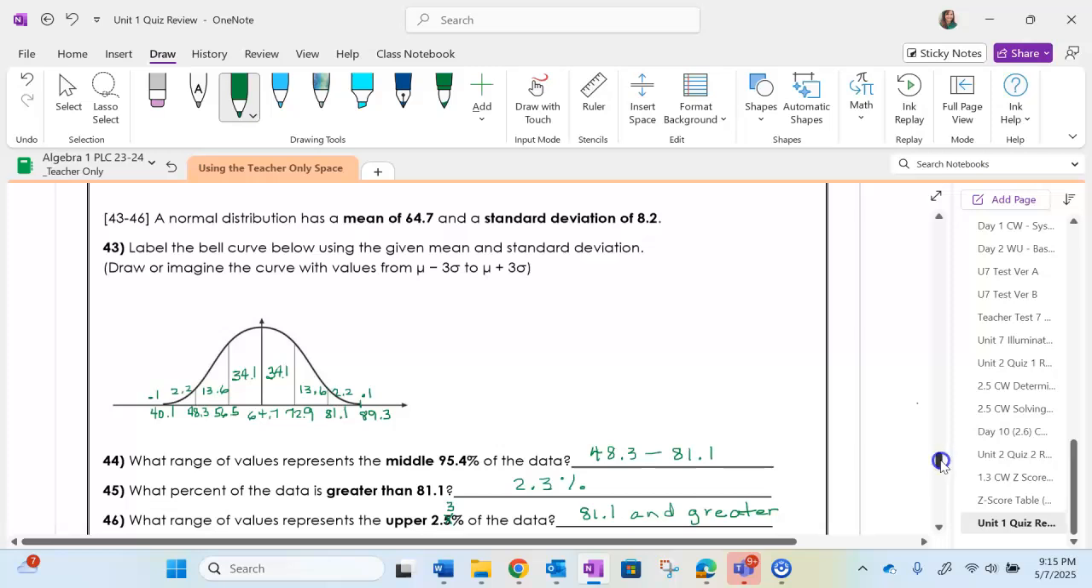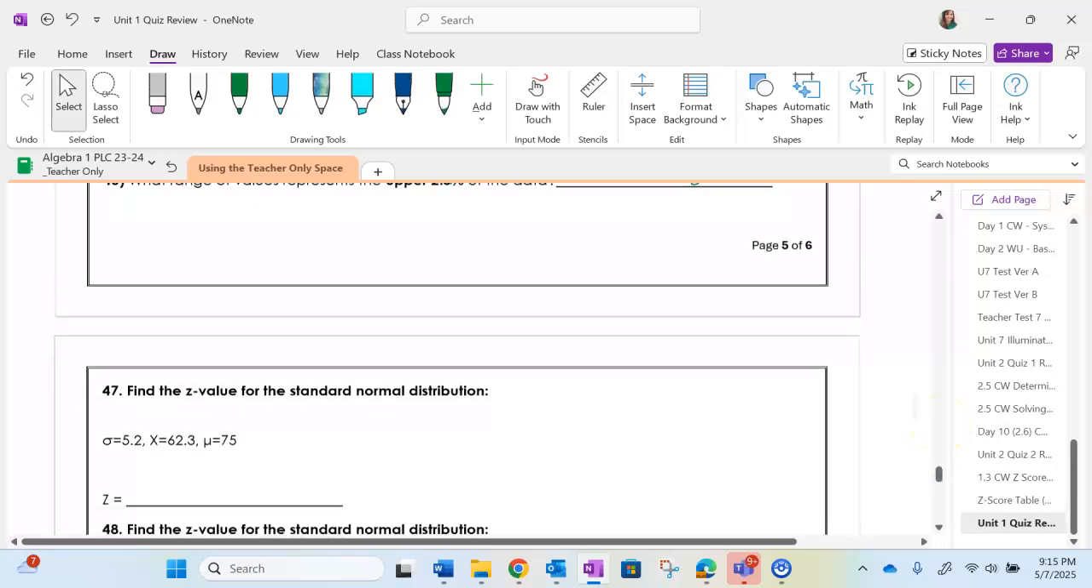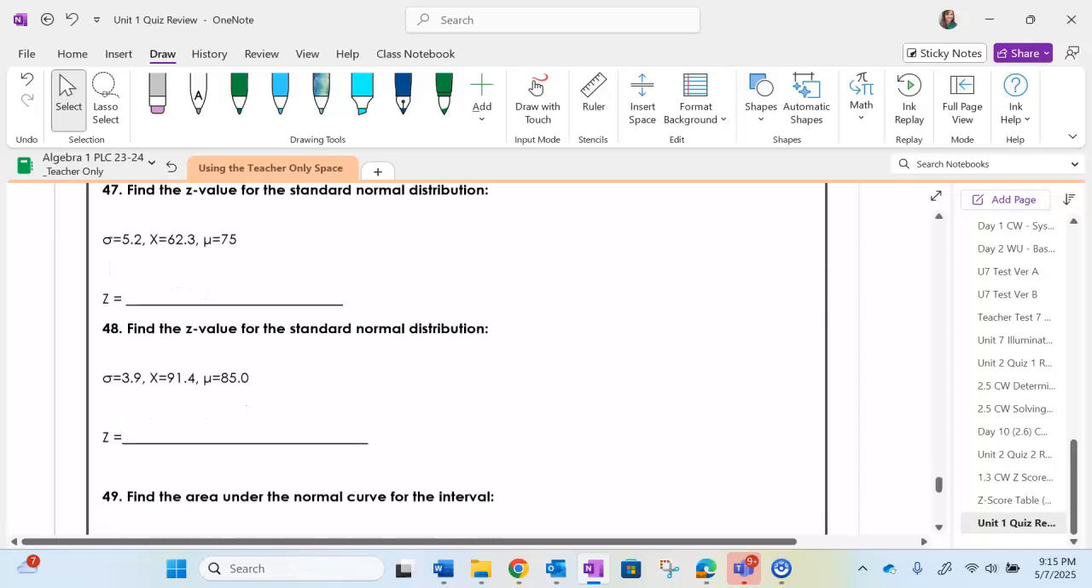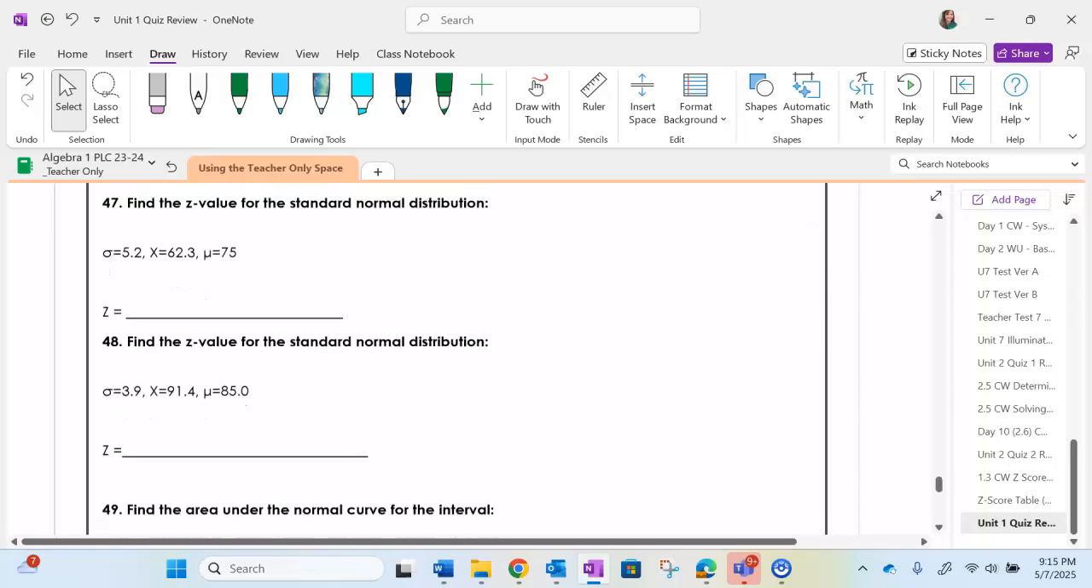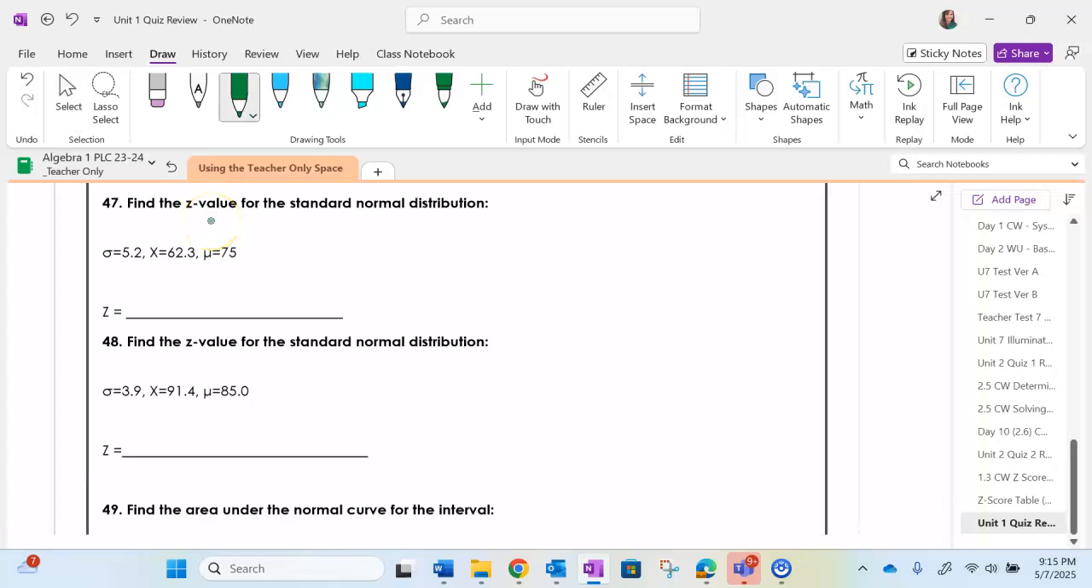All right, let me keep going. All right, find the z-values. Now this is when we use the z-score table. All right, remember the formula. Z equals the data value minus the mean divided by the standard deviation. Okay, so I gave you all the information here. So it's the data point, which is 62.3, minus the mean of 75, divided by the standard deviation of 5.2.